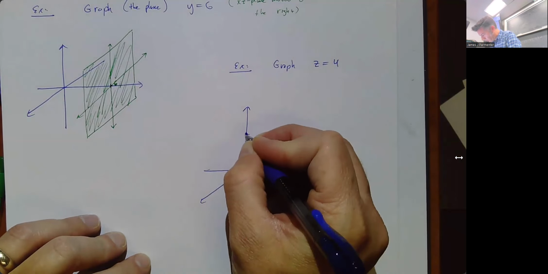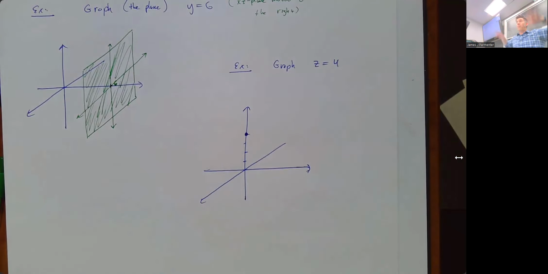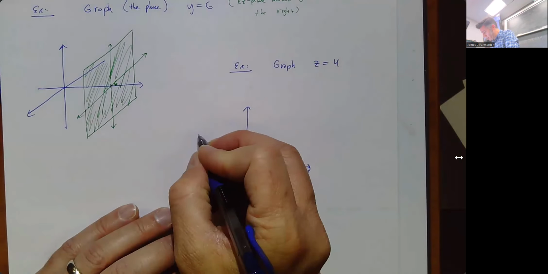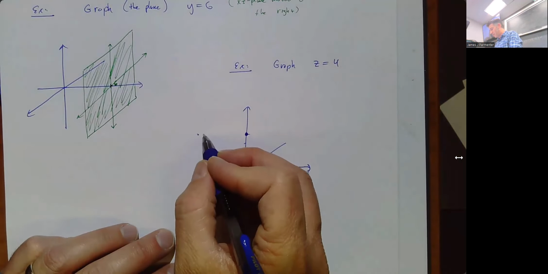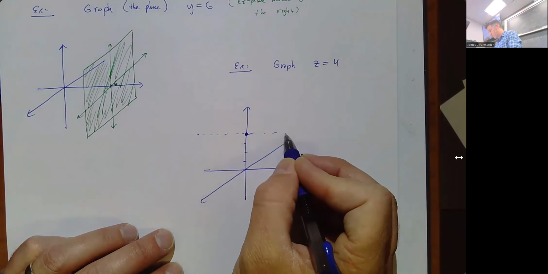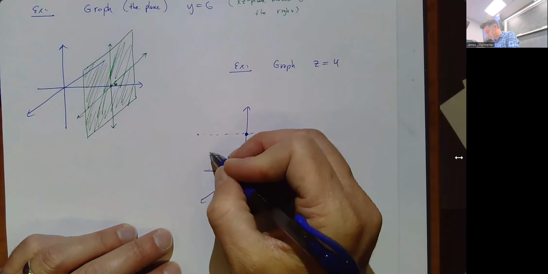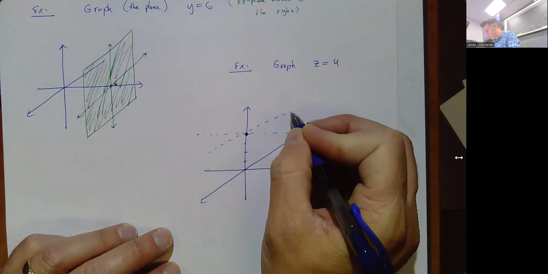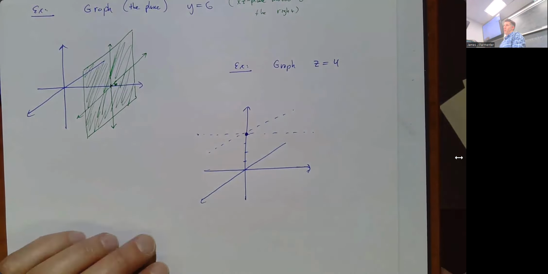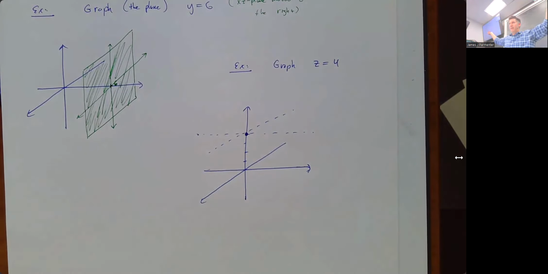So there's z equals 4. And again, we can't go up or down because z has to be 4, but we can go left or right or forwards or backwards. So we're going to extend this. I like drawing these lines that go through the point in the directions that we're allowed to move in. But really you're trying to draw the square or rectangle that contains that stuff.